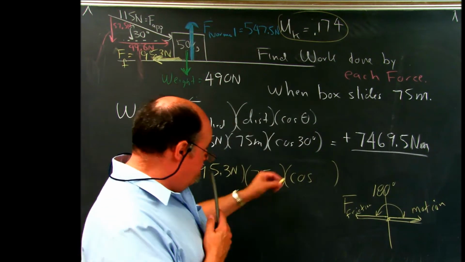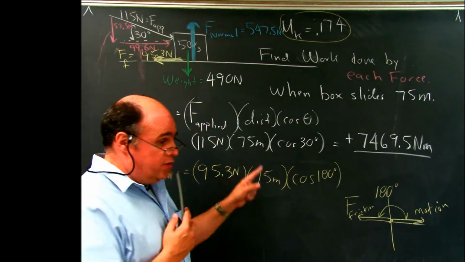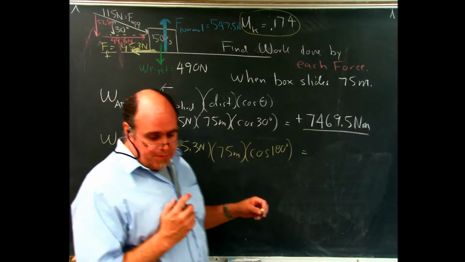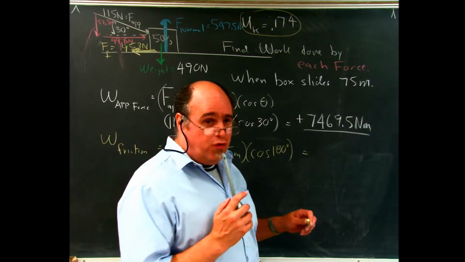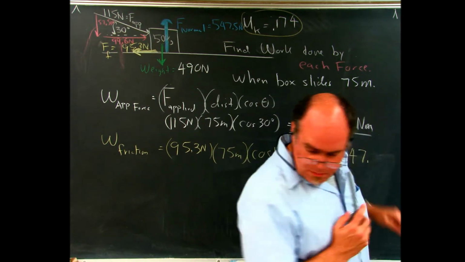So I would go right up here and say the cosine of 180 degrees. And I would plug that into my calculator. When you do the math for these three, it comes out to be negative 7,147.5.